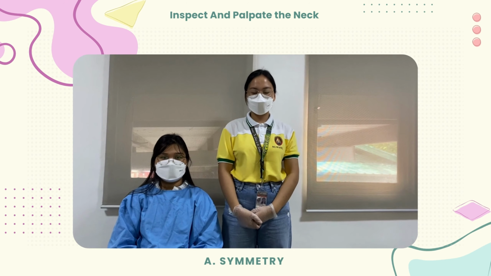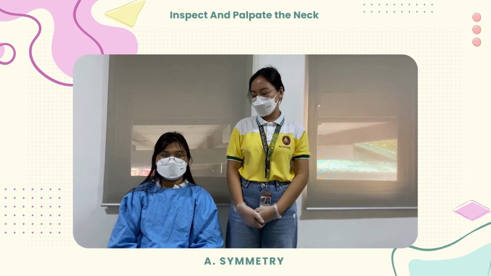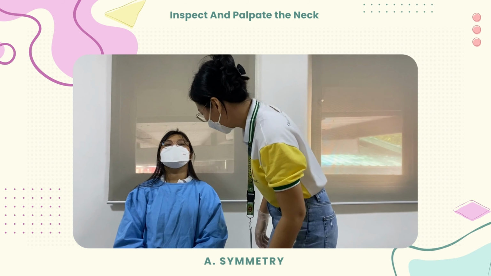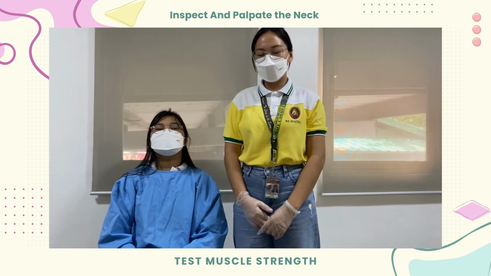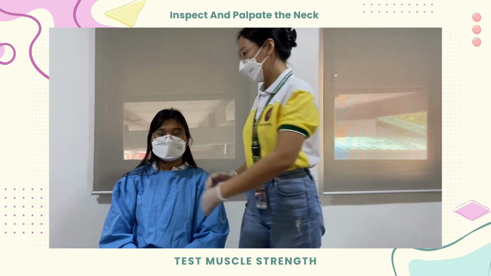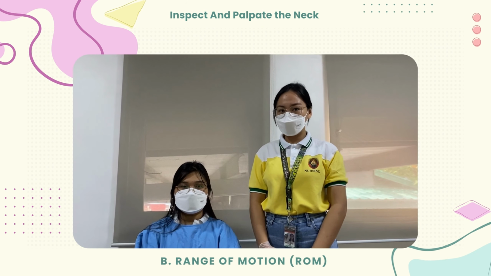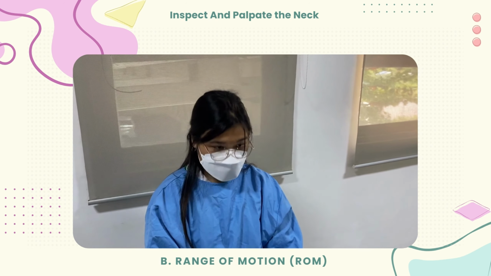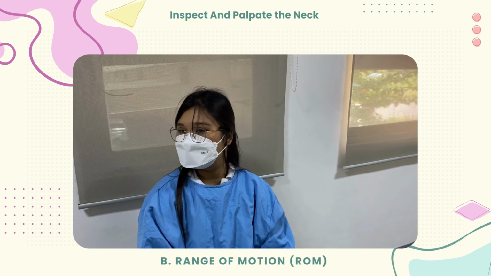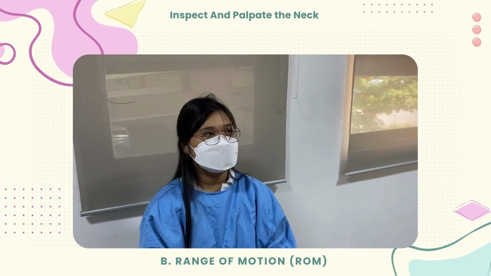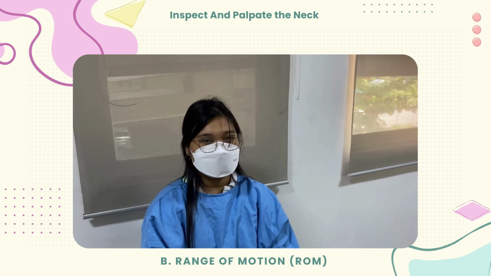And lastly, for the neck, we need to inspect the neck for symmetry. And then we need to test for muscle strength. Then we need to test for range of motion. Ask the patient to touch the chin to the chest, turn the head to the right and left, and try to touch each ear to the shoulder. Note any limitation of movement.